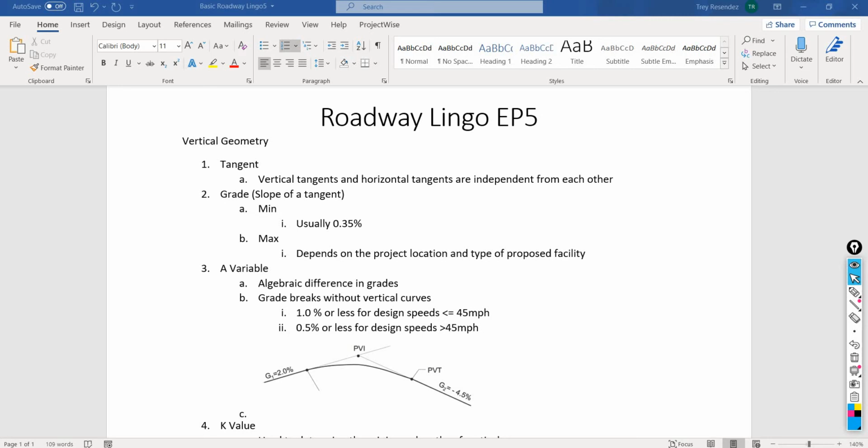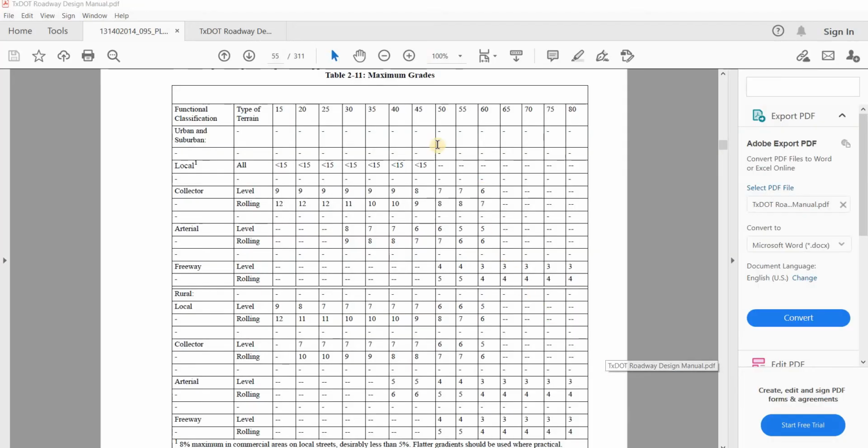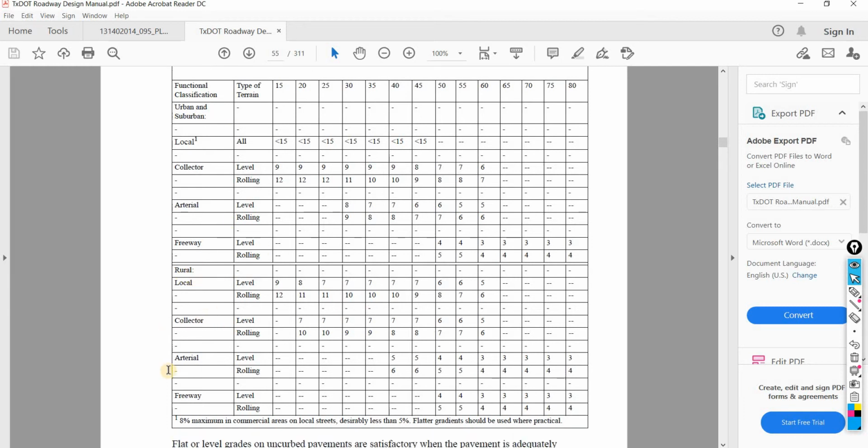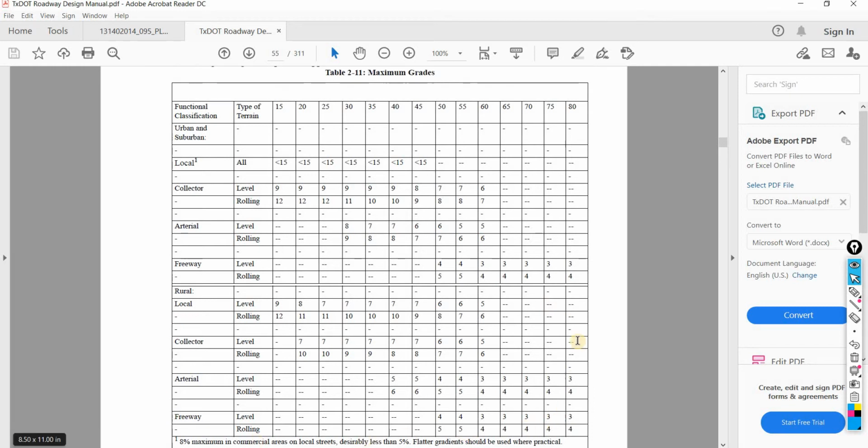So let's go look at a TxDOT roadway manual, and we'll see how we pick our maximum grades. So here is the functional classification, which means the type of roadway, the type of facility, right? We have local, collector, arterial, freeway. Then we have urban and suburban, and then we have rural. So there's two different sections here. If it's a rural project, then you come here. If it's urban or suburban, then you come here. And you have the type of terrain, which here is level and rolling. If you're on a hilly project location, then you can go steeper.